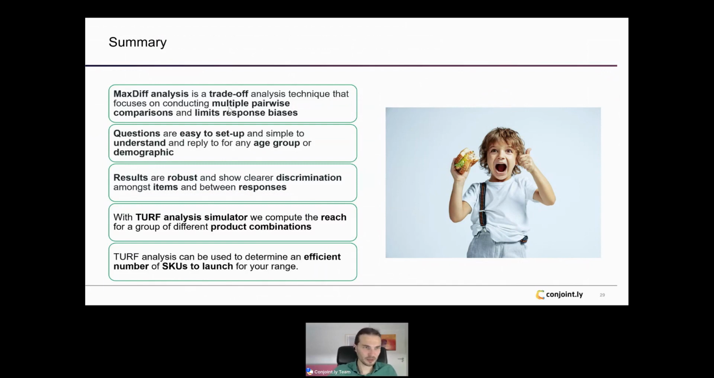So we don't have the response biases that things like Likert scales have. And the TURF simulator is ideal for figuring out the highest market reach or the highest activation potential of different combinations. And it's also a very useful tool, especially if you use the TURF ladder to figure out the number of SKUs you want to launch.